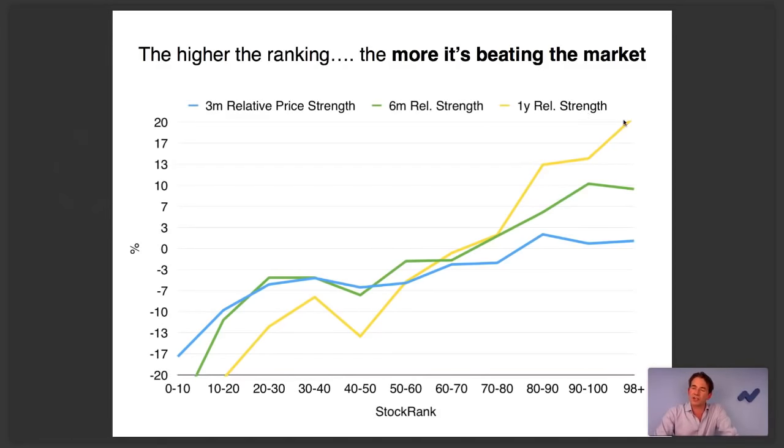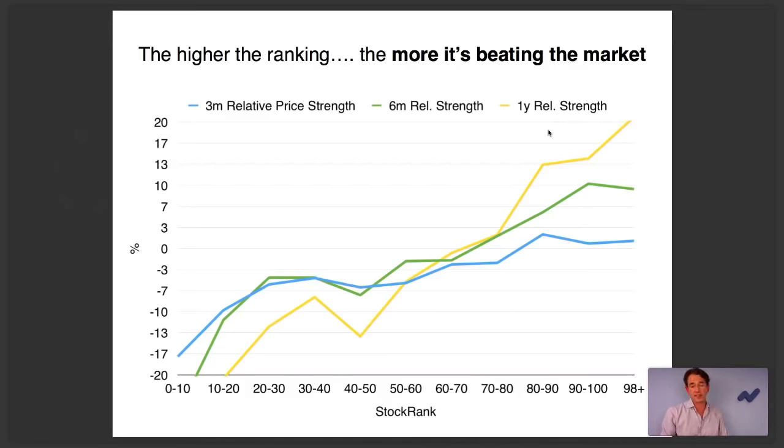So this yellow line shows the 1-year relative strength of these stocks, with the highest-ranking shares having the highest average share price performance over the last 12 months. And so I think this really shows that we are finding a really unique set of shares with this stock rank system. I did this in a blog years ago. This is a refresh of the data.